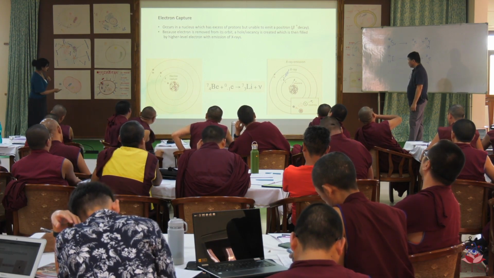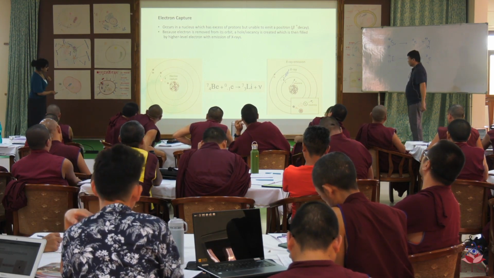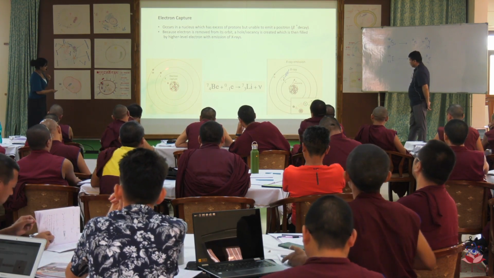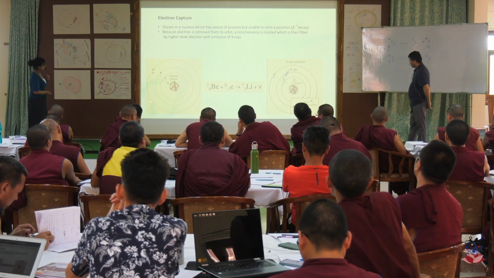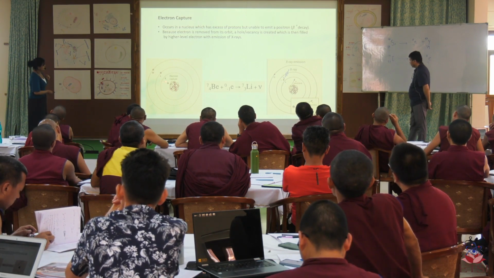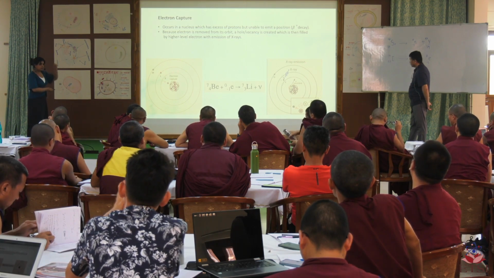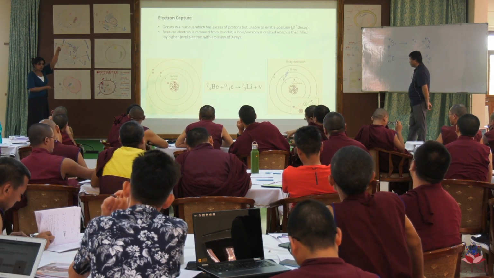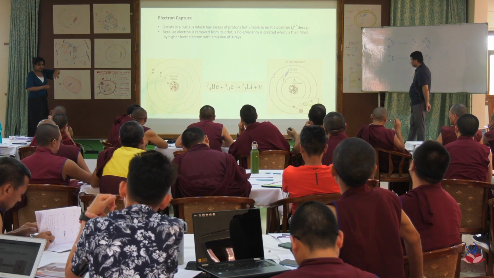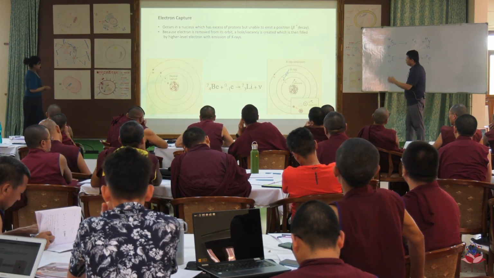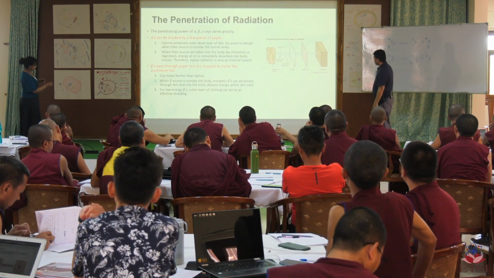So what is happening is, the electron from here is going here. It's captured by the nucleus. There is a vacancy here, right? This vacancy is then filled by a higher level electron. When an excited electron comes to a lower state, a photon is released. So that's what is happening here.